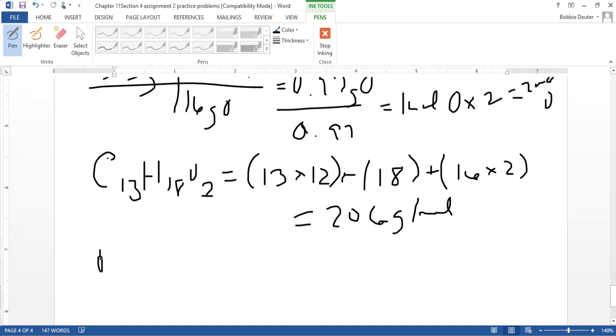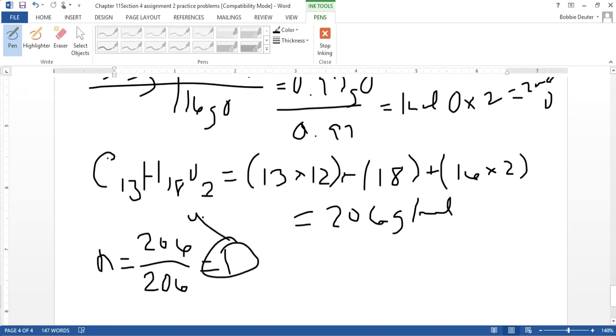Okay, so let's put that into N. Well, we have 206. If we look at the equation above, we have 206 as well. It equals 1. Because this equals 1 here, that means this is the same. So our empirical formula and our molecular formula are the same for this compound.